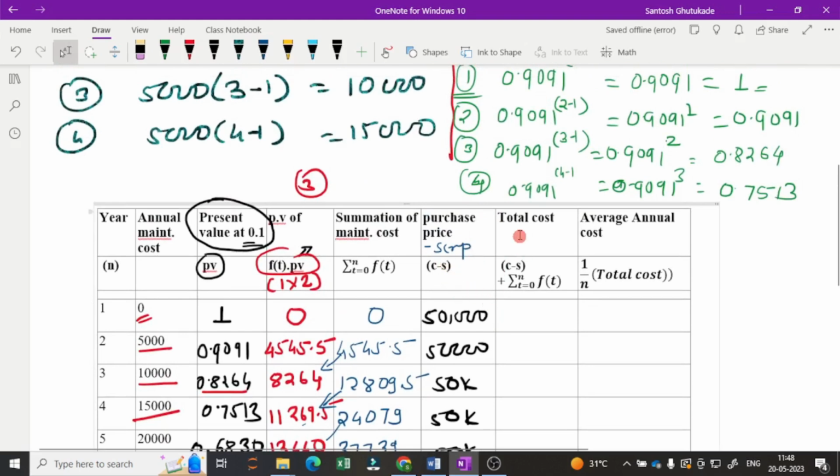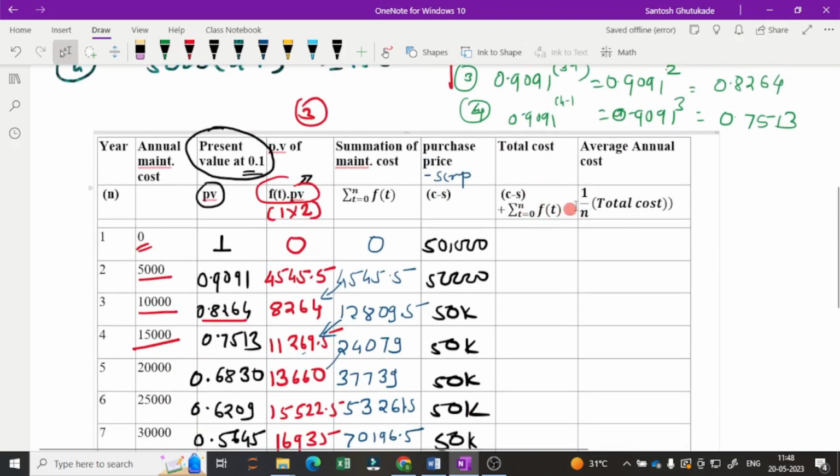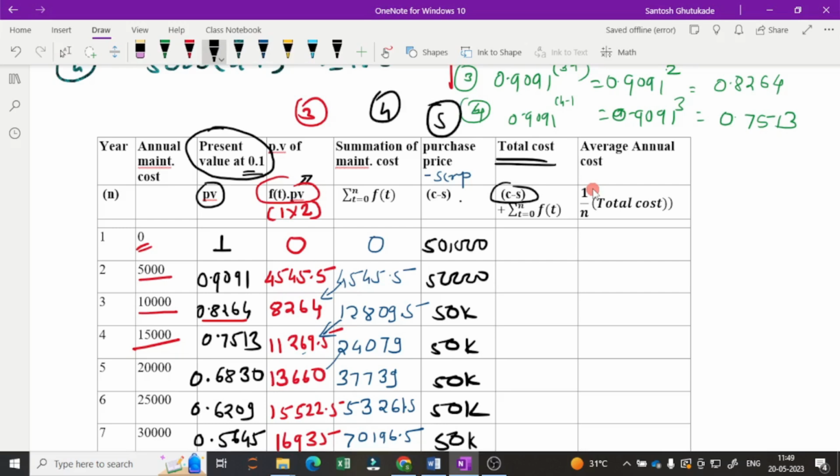Now next is the total cost, plus this C minus S. Total cost we are calculating, so that is the C minus S column. I will write column number 4 and column number 5. So column number 5 is C minus S plus summation of F of T, and this is column number 4. So here total cost is nothing but column number 4 plus column number 5, C minus S and summation F of T. So here 0 plus 50,000, that will become 50,000 here.